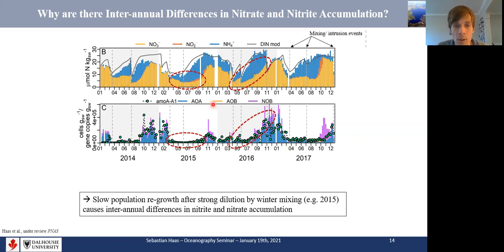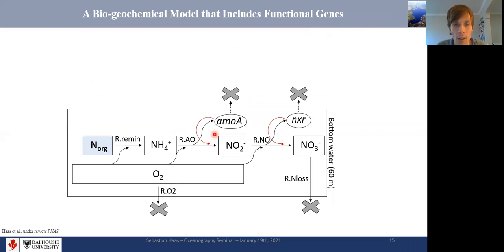And I've talked about nitrate mostly here. I'll get into nitrite later on as well, but just to flag this, that we see these intermittent transient accumulations of nitrite in 2015 and 2017, but not in 2016 and 2014. And all of this can be demonstrated pretty nicely with the numerical model we developed here.